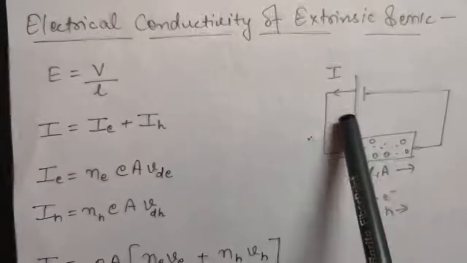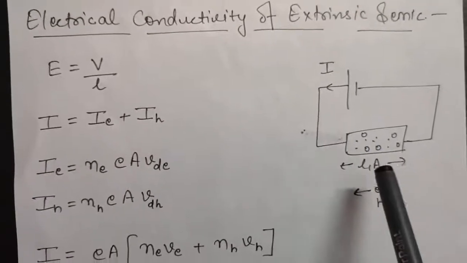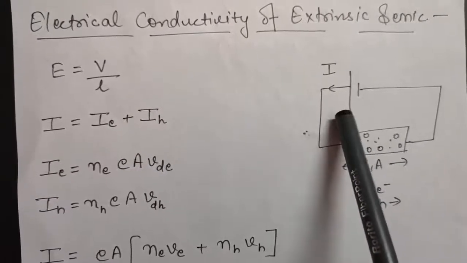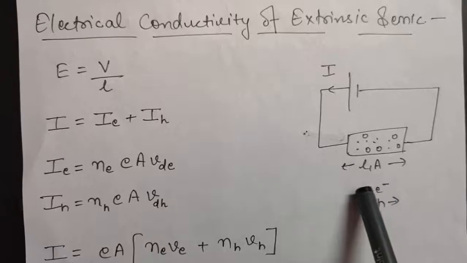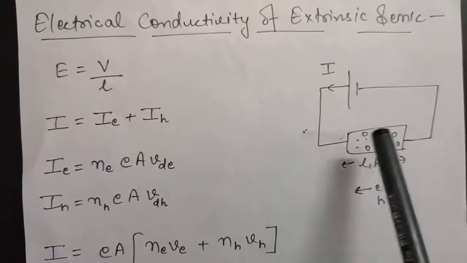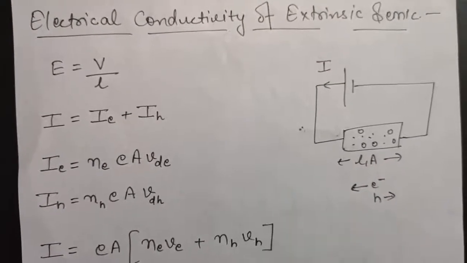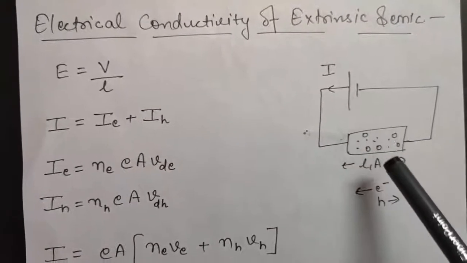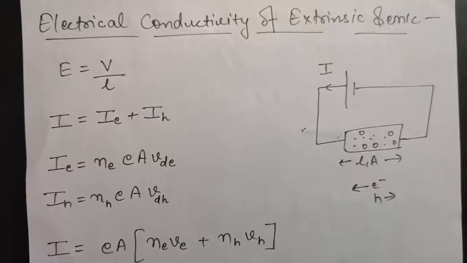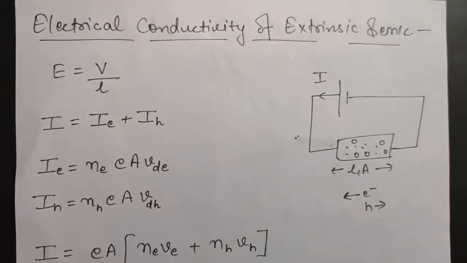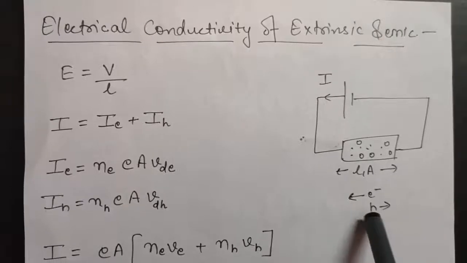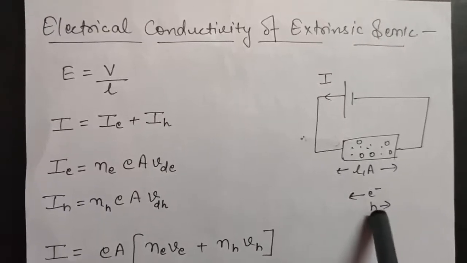As soon as you apply a potential here, what will happen? The electrons present here will try to move towards the positive potential, so they will start moving clockwise, and holes will be attracted towards the negative potential, so they will start moving anti-clockwise. Now if you see clearly, there will be an electronic current due to electrons, and a hole current due to these holes.